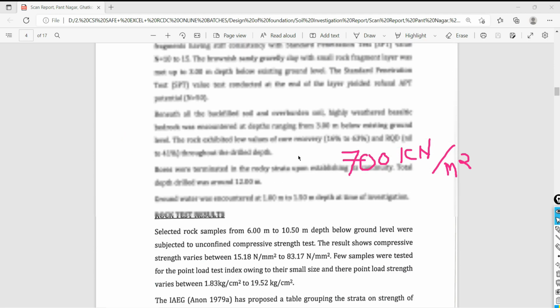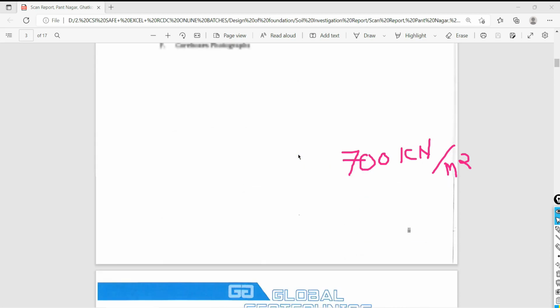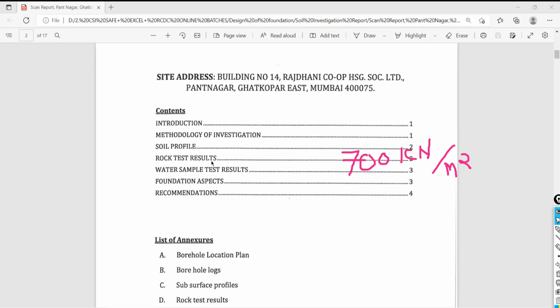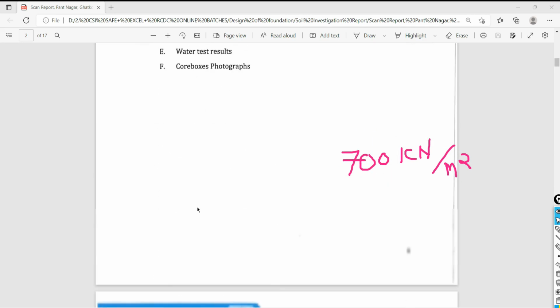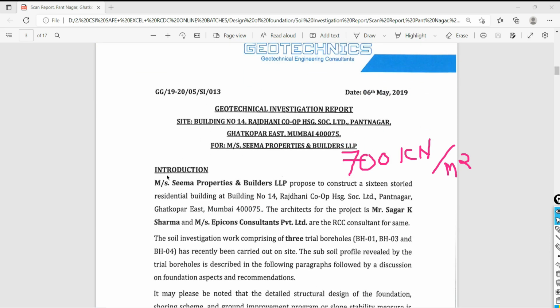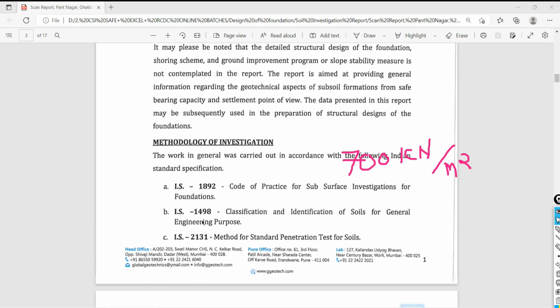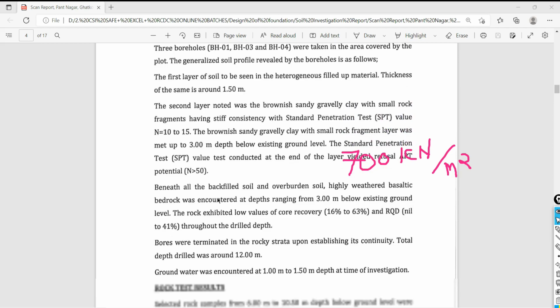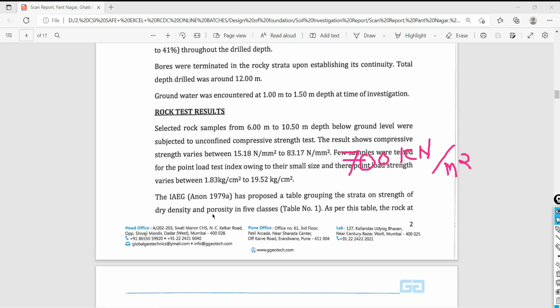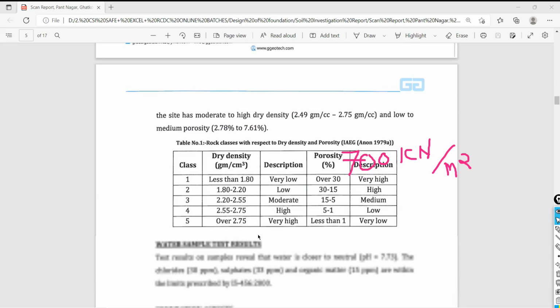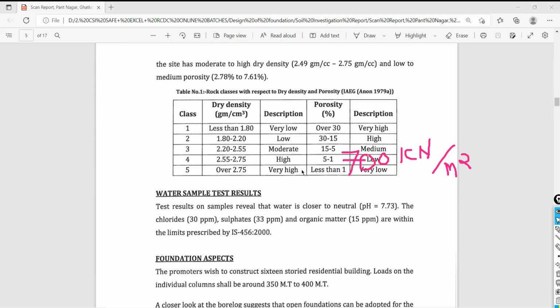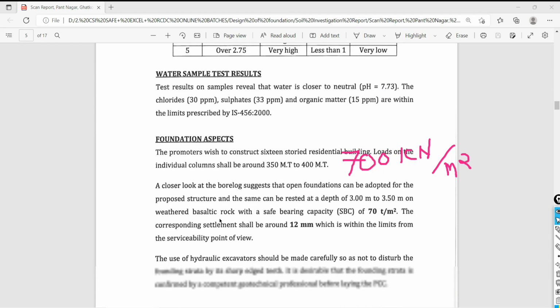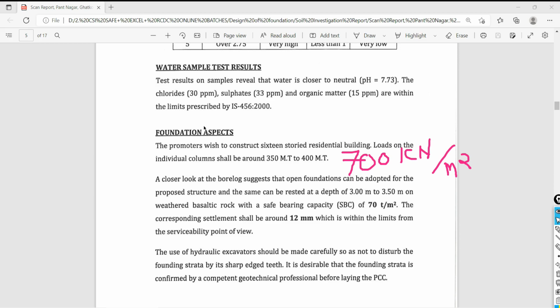Let me come back to the top. The contents are there. Then all the introduction will be there, the title of the project and everything, and the methodology will also be there. The soil profile will be there, and the rock test results, all the properties will be given here, and the water sample will be there. Foundation aspects are where it finally discusses the results.